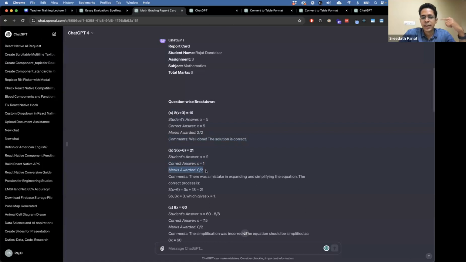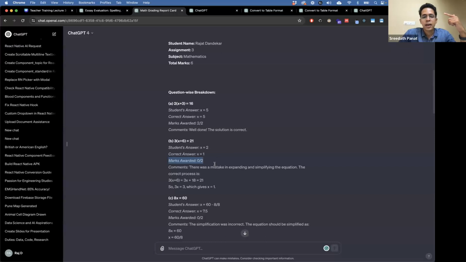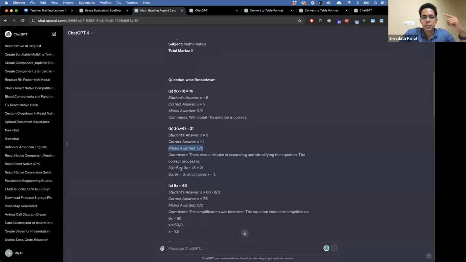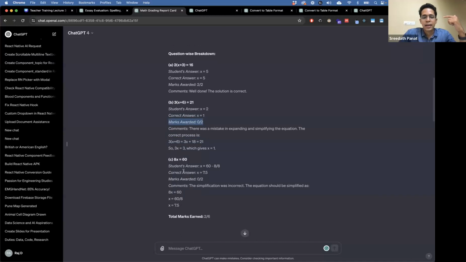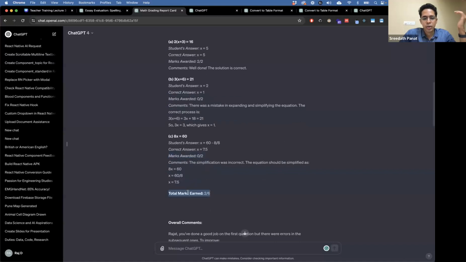Here GPT did not award any marks because the student got it completely wrong in the simplification of the equation, because 3 into x plus 6 is 3x plus 18, which is 21. But the student wrote 3x equal to 6. That is wrong. And in the last question, 8x equal to 60, the student said x equal to 8. 8 is not the correct answer. 7.5 is the correct answer. So here also the student was not awarded any mark, and the student totally earned 2 out of 6.